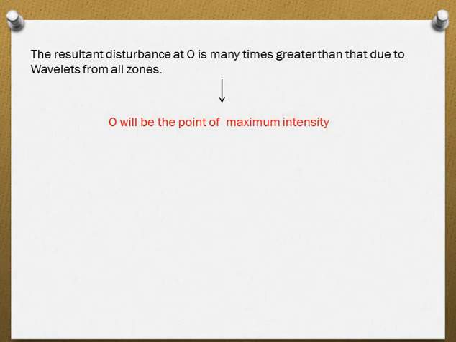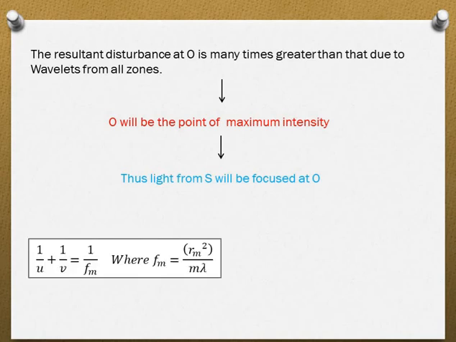If O is the point of maximum intensity, that means light from S will be focused at O. And if you rewrite the equation that we derived for Rm, you will get 1 by U plus 1 by V equals 1 by Fm, where Fm is Rm square by m lambda.